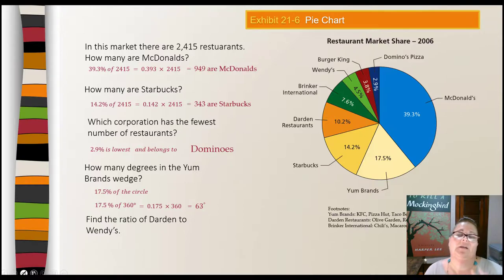All right, last one, hearkening back to what we did last week, find the ratio of Darden to Wendy's.